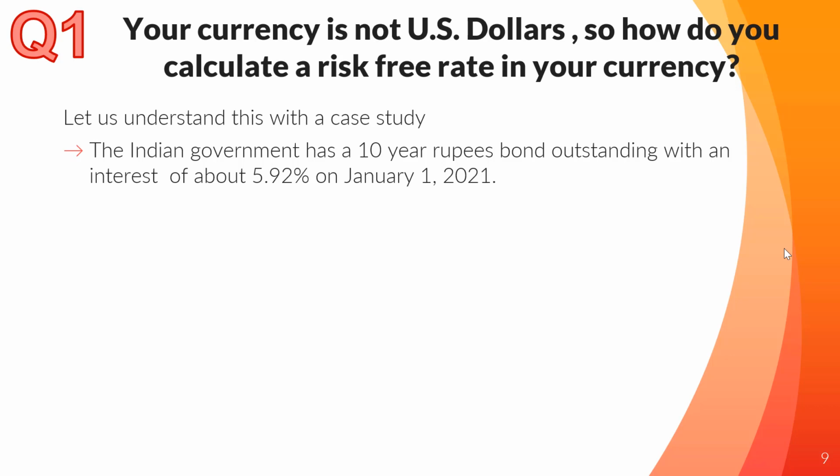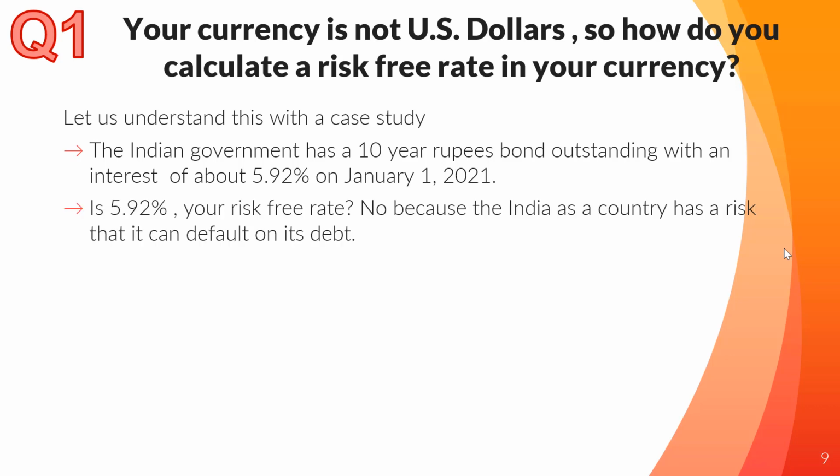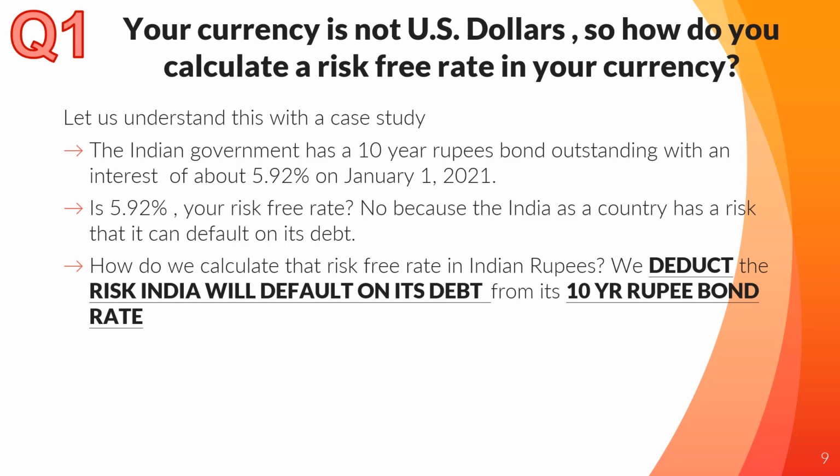The Indian government has a 10-year rupees bond outstanding with an interest of about 5.92% on 1st January 2021. Now is this 5.92% your risk-free rate in Indian rupees? Absolutely not. Why? Because India as a country has a risk that it can default on its debt. Remember, India and US are two very different countries. So how do we calculate that risk-free rate in Indian rupees?